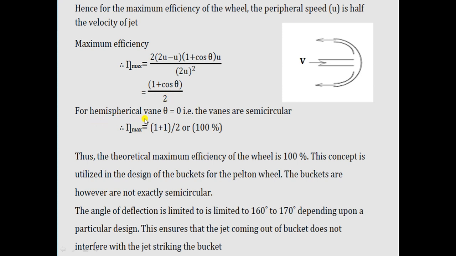If the curved vane is exactly hemispherical, then theta is 0. So, efficiency is 100%. The theoretical maximum efficiency may be 100%, but this cannot be applied practically. The angle of deflection, we will be limiting it to 160 degrees to 170 degrees. What will happen if we take an exactly hemispherical vane? The outgoing jet will be hitting the back of the incoming vane. So, the overall efficiency will be reducing.